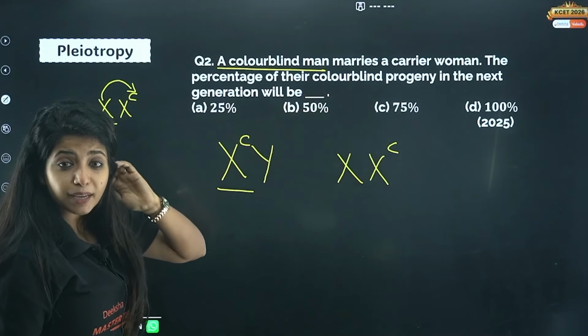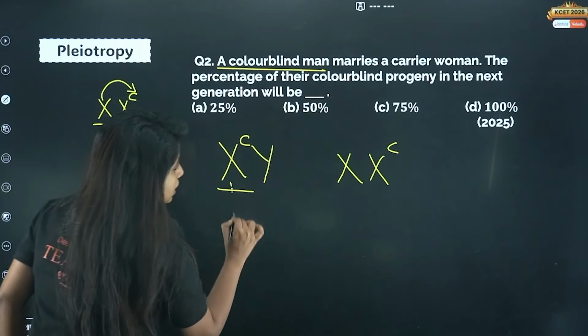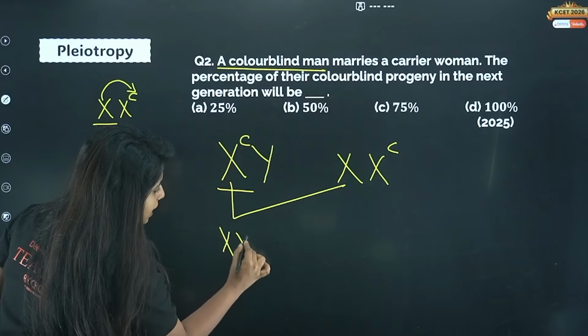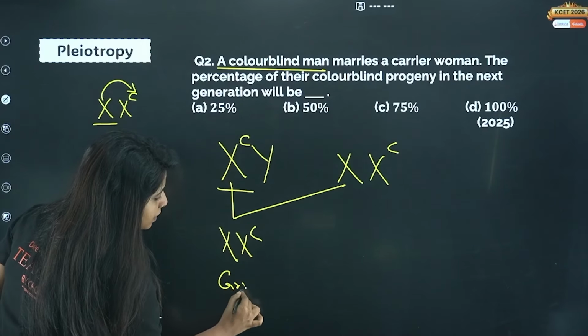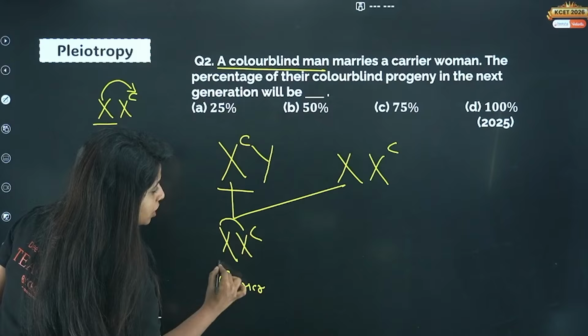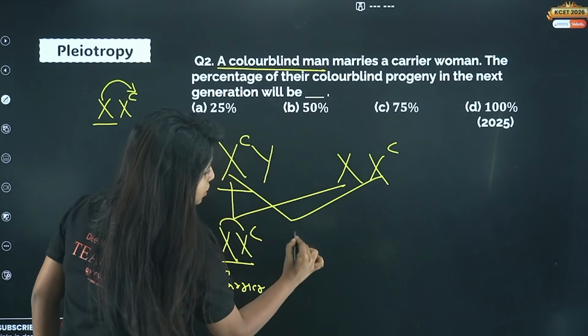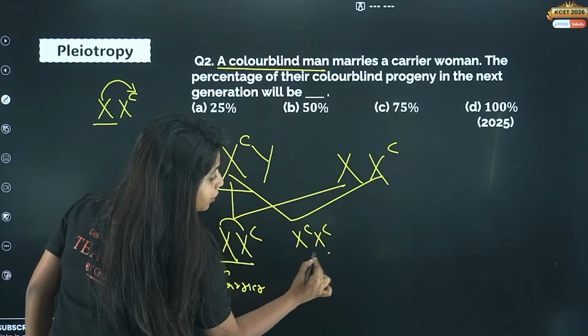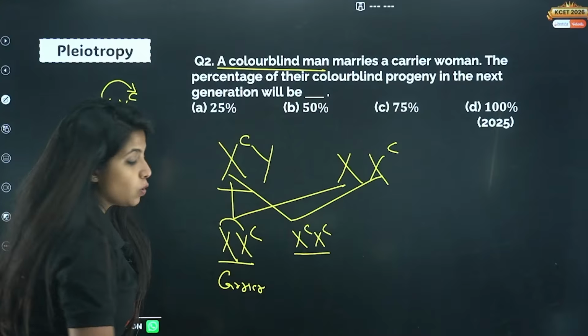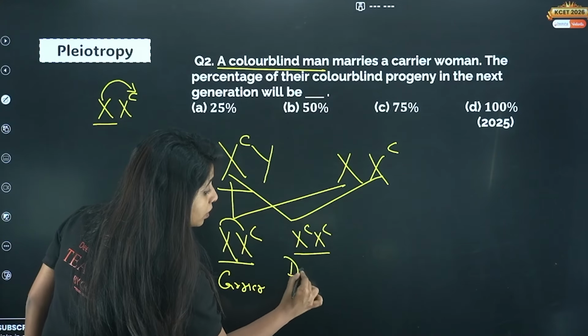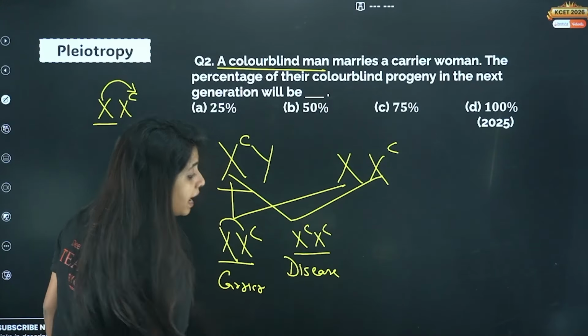Let's see, can they produce colorblind progenies? So this and this fuses, you get XXC. She is a carrier. She has a normal gene, right? Now this fuses with this, you have XC. Here both of them are affected. There is no one to overshadow. That means this particular child has the disease. This female has the disease.